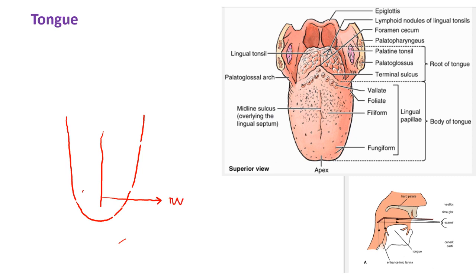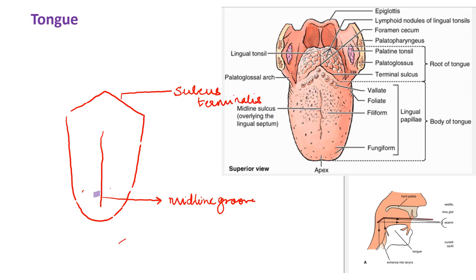There is a midline groove. The tongue is bilaterally symmetrical, right? Then further posteriorly, what is not really visible to us is this V-shaped sulcus, which is known as the sulcus terminalis.